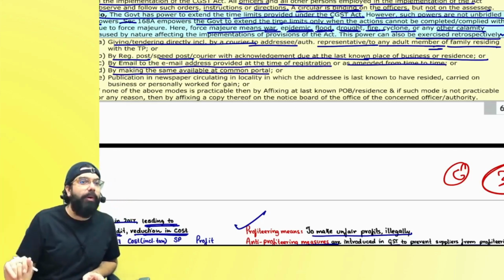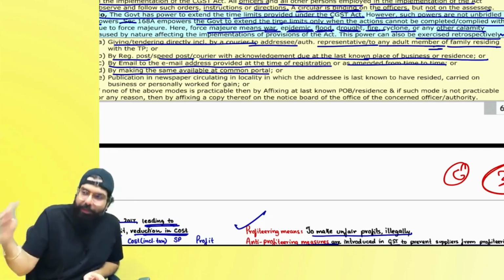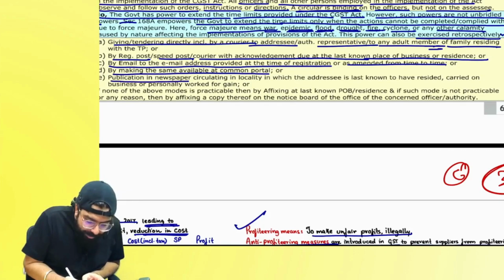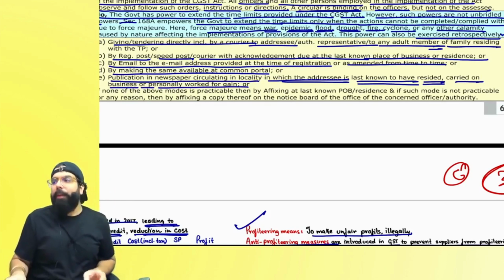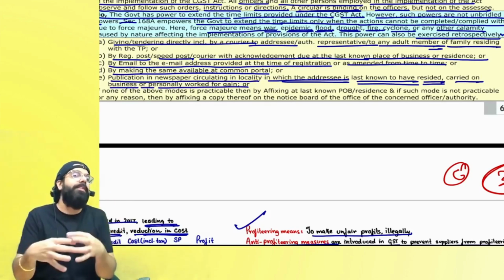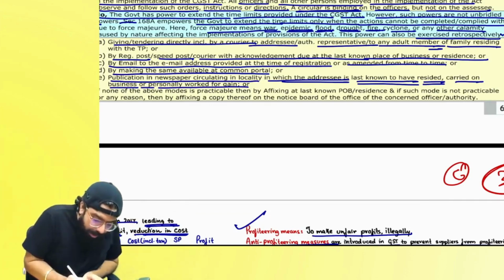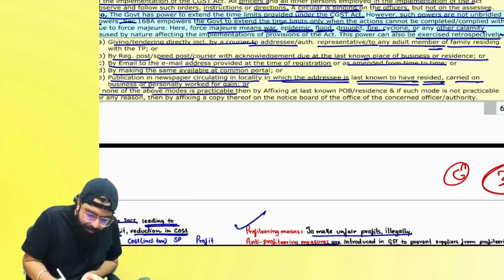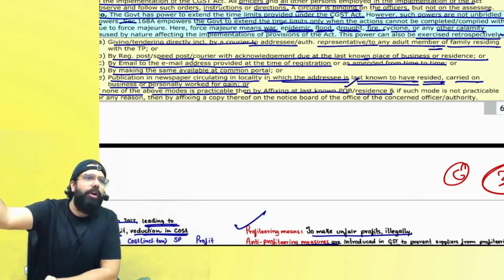They will send it on your common portal. You can log in and see it. Or, if they are not finding you anywhere, by publication in a newspaper circulated in the locality in which the addressee is last known to have resided, carried on business or professionally worked for gain. They might circulate it in the newspaper in your locality where you are residing or doing business. Or if none of the above modes are practicable, they will affix it at the last known place of business or residence. They will come and put the notice or order at your place of business or residence.